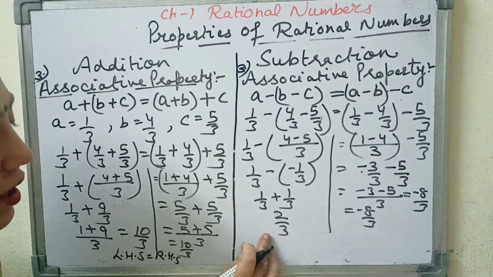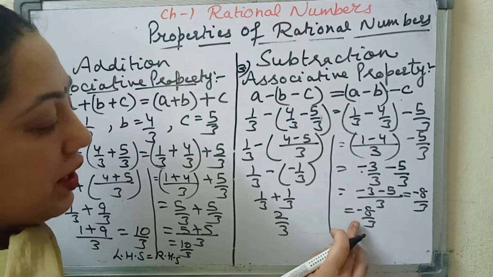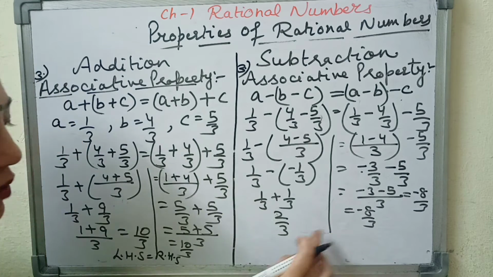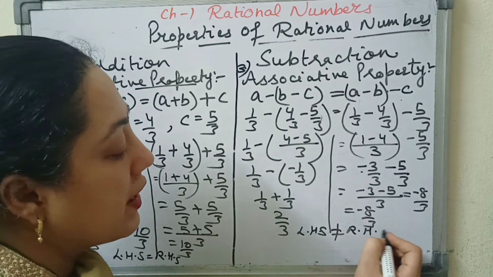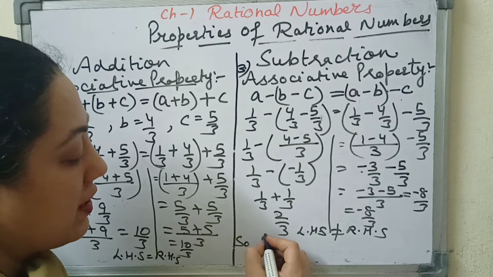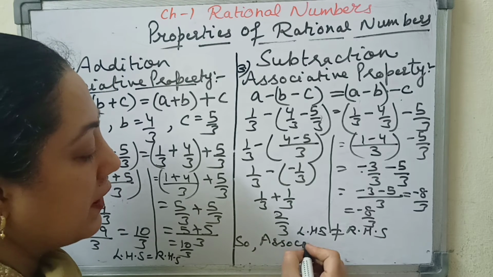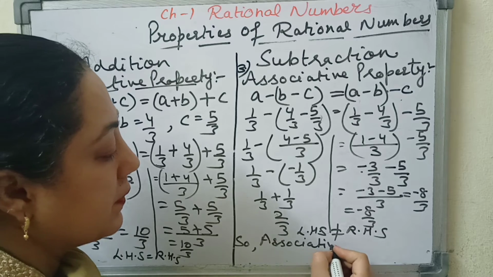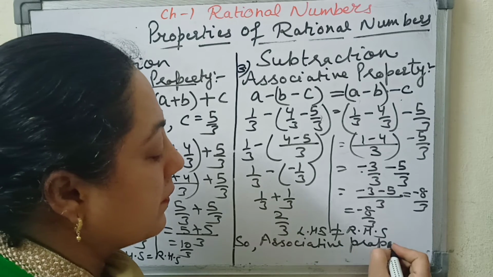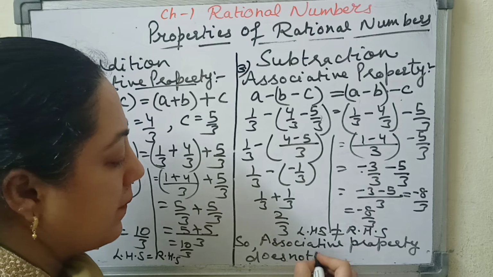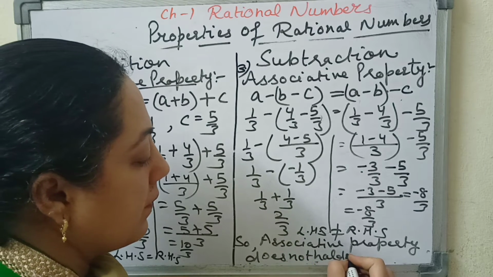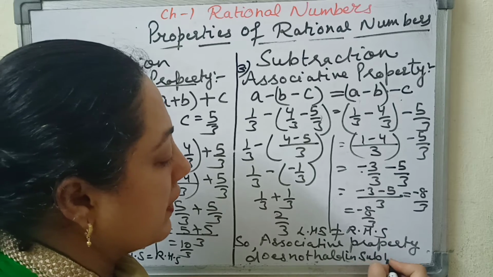Now you see in the left hand side there is 2 over 3 and in the right hand side there is minus 8 over 3. Here left hand side is not equal to right hand side. So associative property does not hold in subtraction.